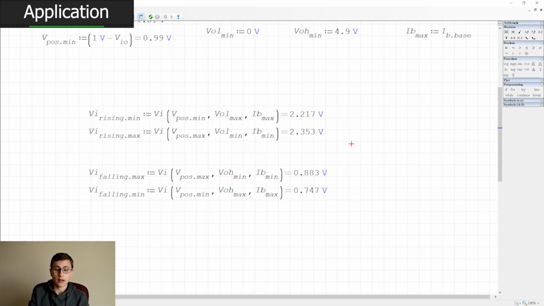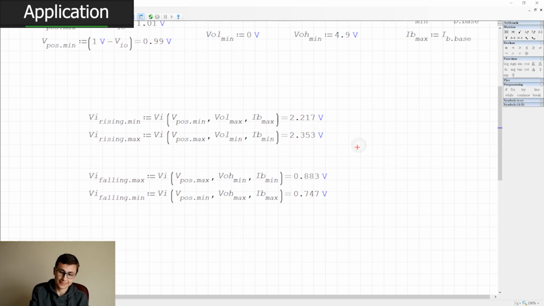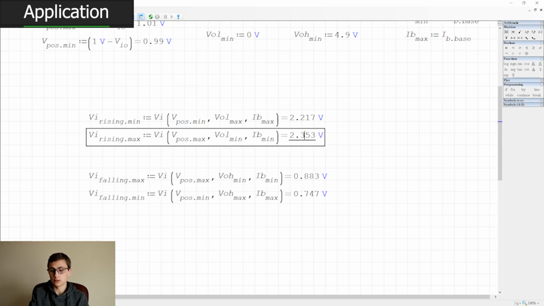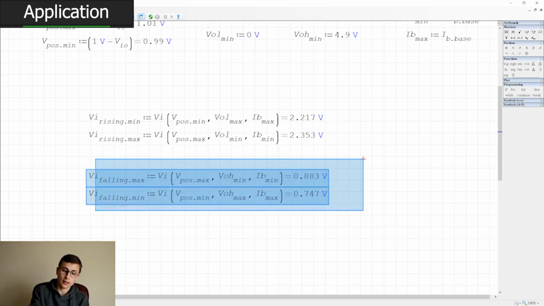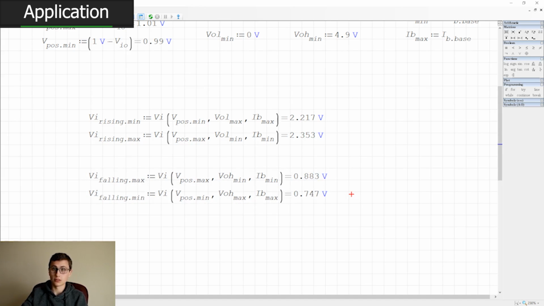And it says, okay, on the rising edge, assuming this is push-pull, when the bias current, the input offset voltage, and the output VOL, VOH tolerance all line up in the worst possible way, our lowest possible rising edge trip voltage is 2.217 volts, and our maximum is 2.353. Okay? And then once we've triggered, once that output has changed states up to 5 volts, what we see is that our falling edge threshold ranges between 0.883 and 0.747 volts.